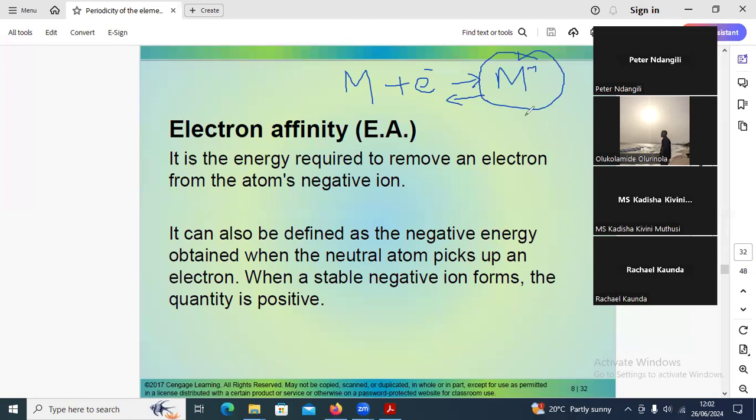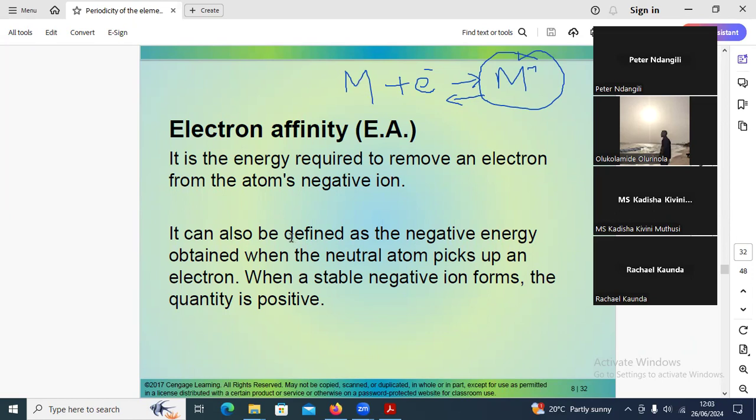The magnitude is the same. The difference here is going to be the sign, signifying whether the process is either exothermic or endothermic. We can also say that it is the negative energy obtained when a neutral atom picks up an electron. So addition of an electron to give you a negatively charged ion. Removal of an electron from a negatively charged ion to give you a neutral atom. So that is the same definition.